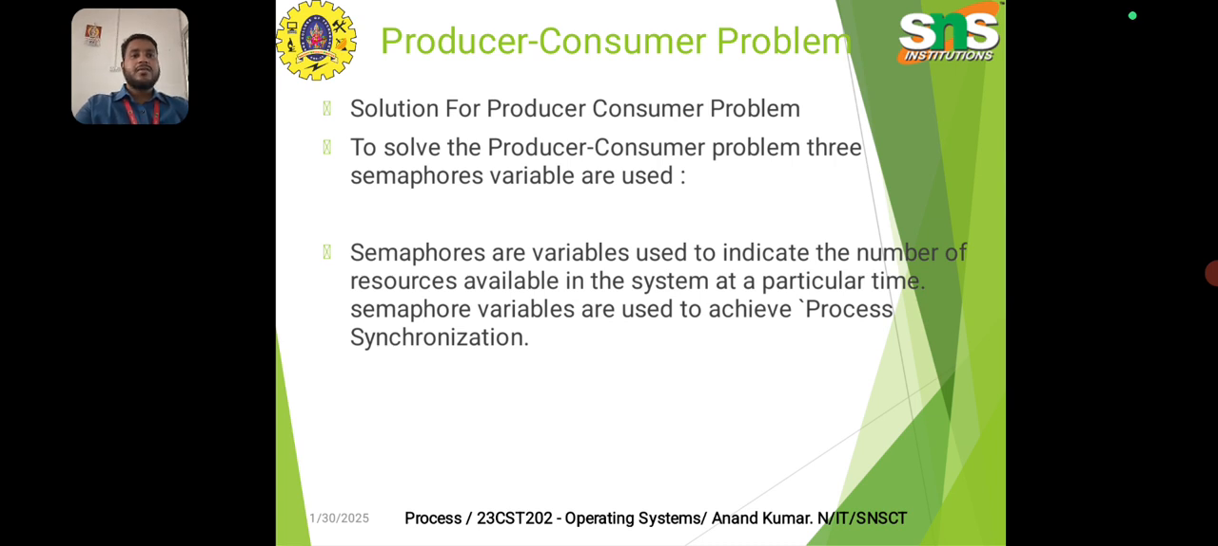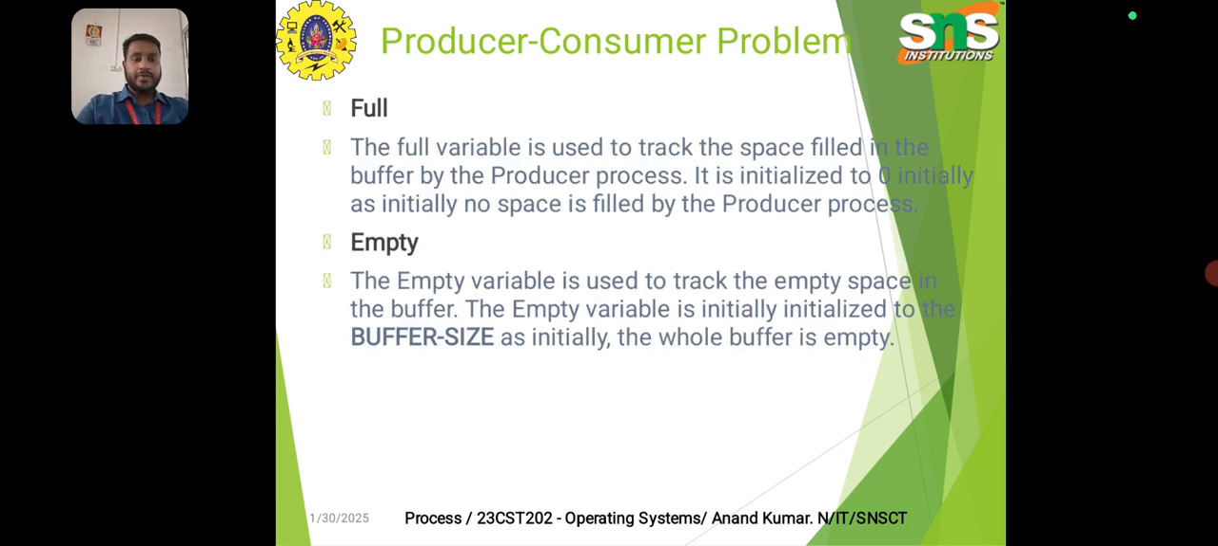The next is the solution for the producer-consumer problem. To solve the producer-consumer problem, three semaphore variables are used. Semaphores are variables that are used to indicate the number of resources available in the system at a particular time. Semaphore variables are used to achieve process synchronization. These are the semaphores used for process synchronization: full, empty, and of course mutex, that is mutual exclusion.